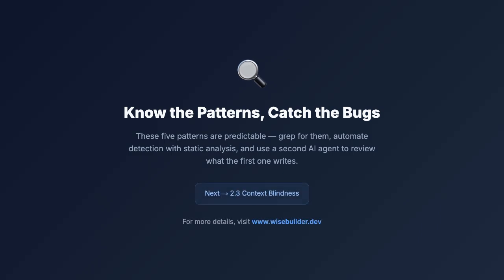In the next section, we'll cover context blindness, where AI makes security mistakes because it cannot see the full picture of your application's architecture.